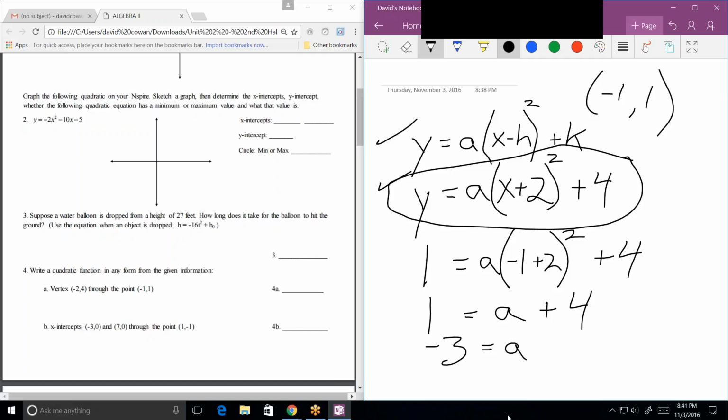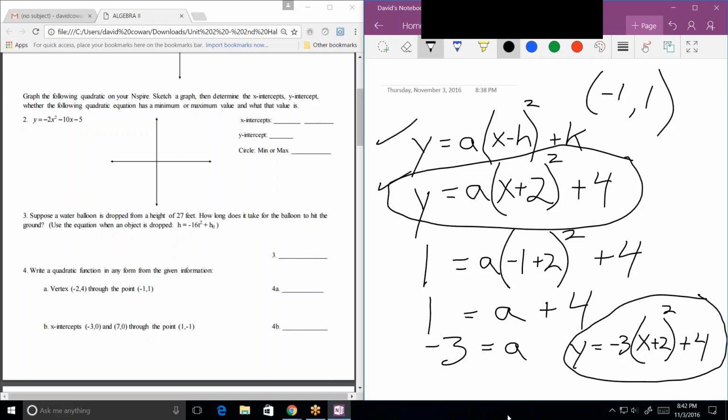Now I have my function. In other words, y equals -3 times x plus 2 squared plus 4. Whenever they want you to write a function, your final function needs to have both the y and the x in it, but everything else needs to have been solved for. You always figure out what a is, what h is, and what k is, and you fill those in so that your final function is back to y equals a function of x. All right.